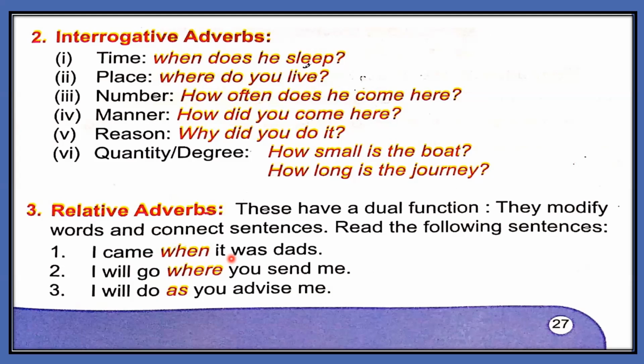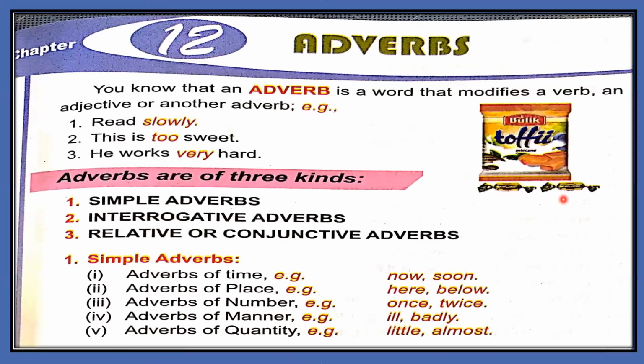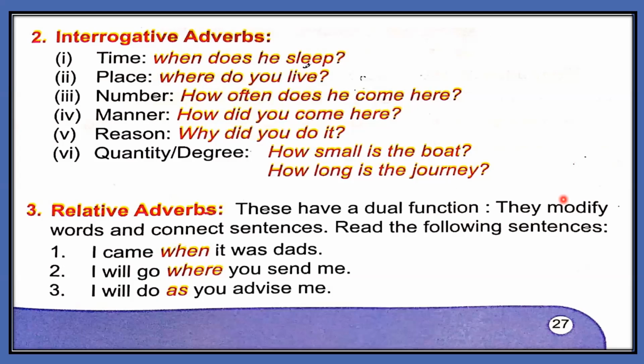Hope so, dear students, you understood the kinds. I am going to repeat the kinds again. Here you can see: number one, simple adverbs. Number two, interrogative adverbs. Number three, relative adverbs.